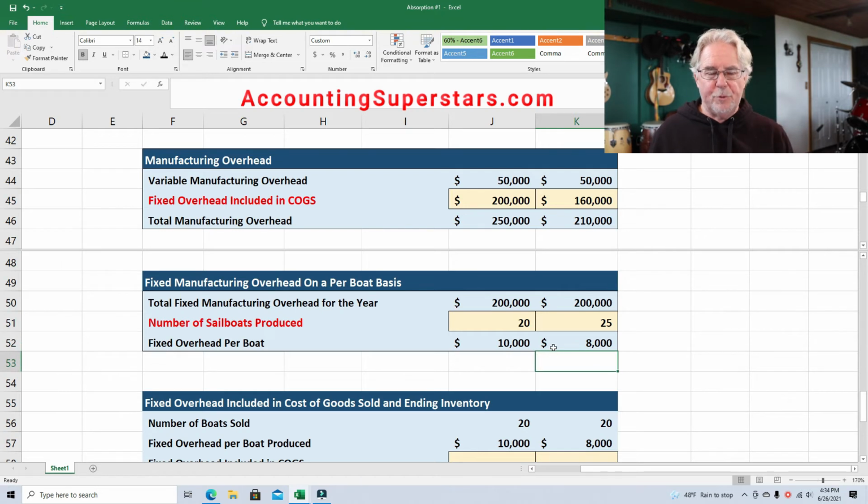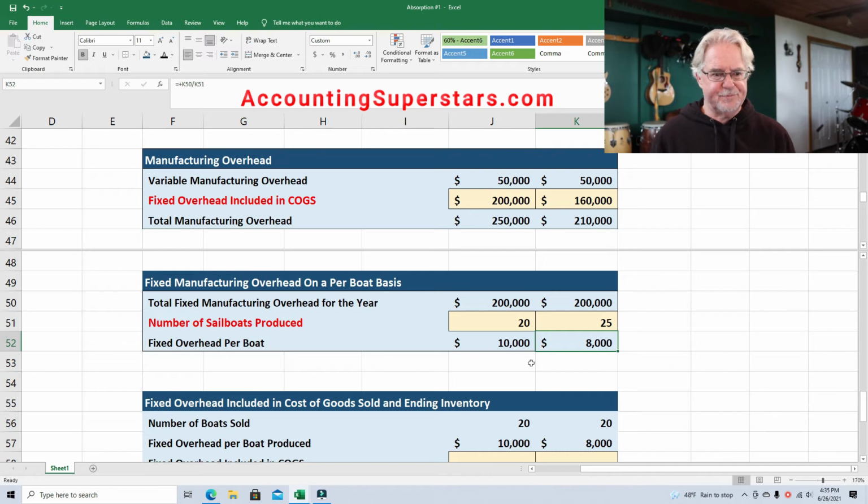So if we put this on a per boat basis, the fixed overhead per boat is different. In the first year, it's 10,000 per boat. In the second year, 8,000 per boat. And you might think, well, that to me sounds pretty good. They operated their factory more efficiently, and they got more out of their fixed manufacturing overhead costs. You know, instead of making 20 boats, they made 25 boats.